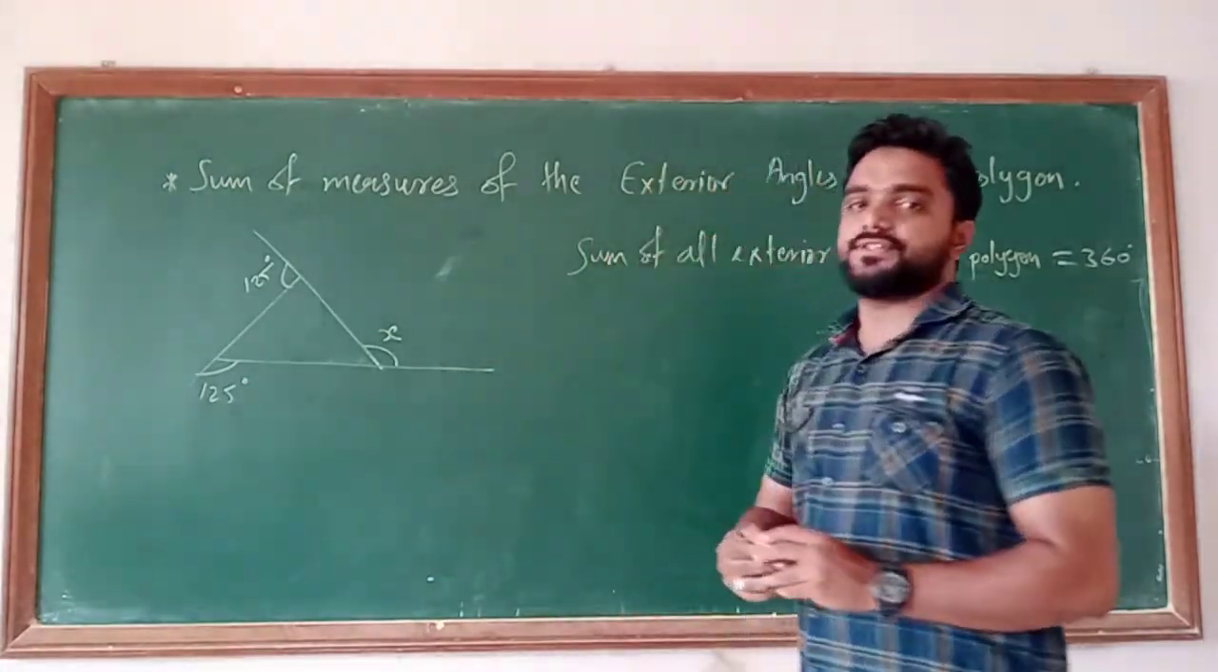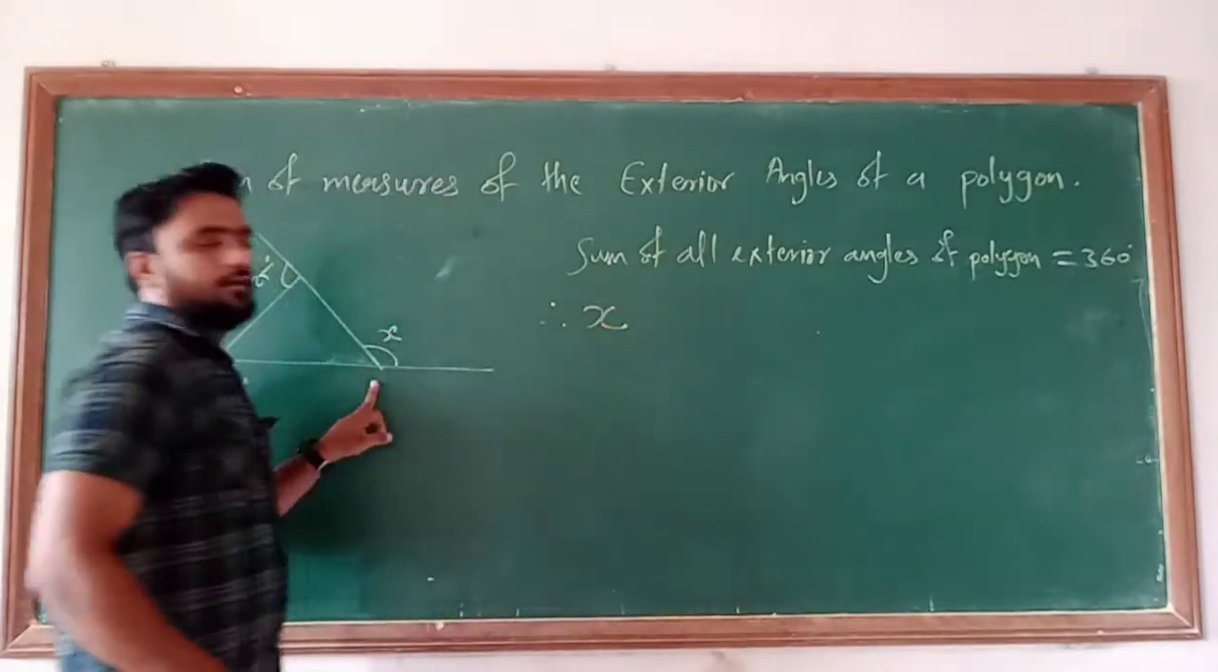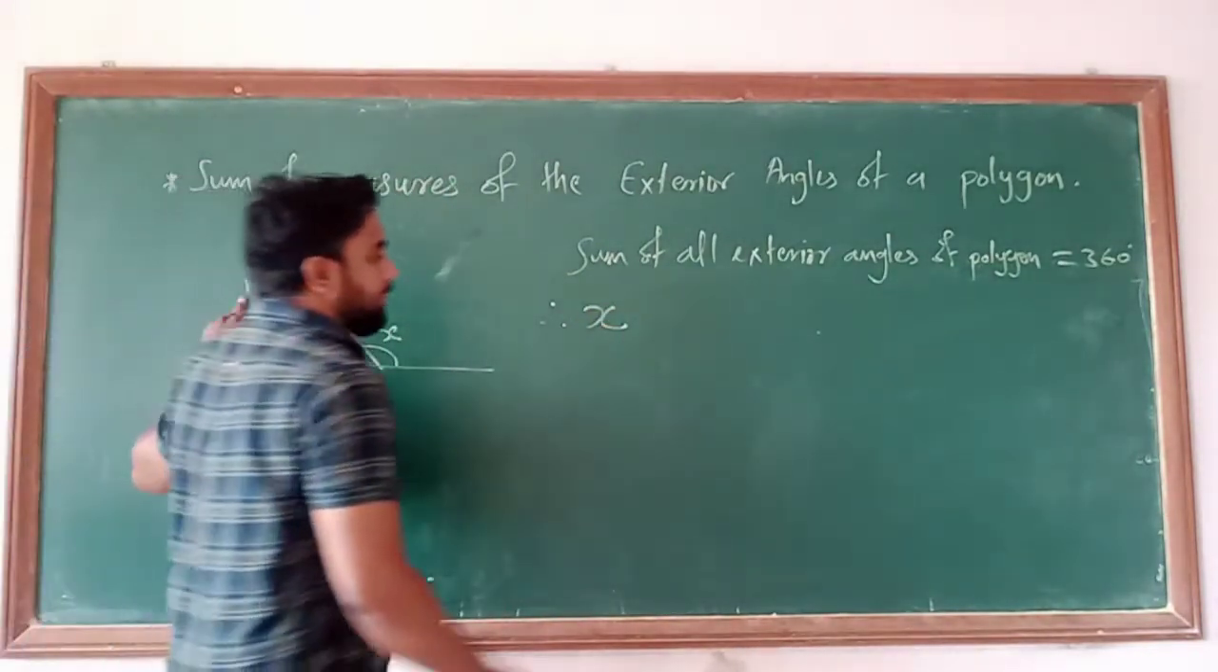So which exterior angles are given to you here? First one, therefore x, okay, another one, that is how much?